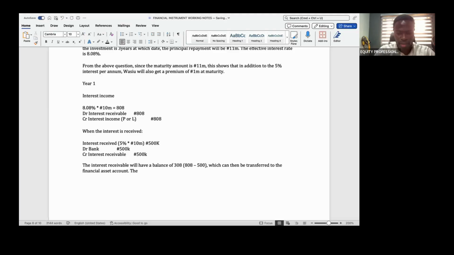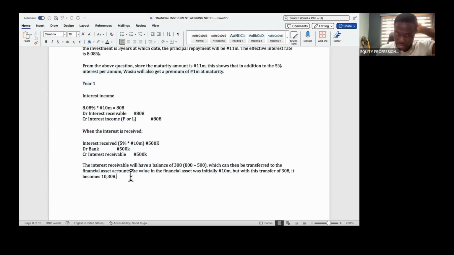So ordinarily, the value in your financial asset accounts was how much? The value in the financial assets was initially, how much investment did we do? Was initially 10 million, but with this transfer of 308, it becomes how much? It becomes 10,308. Okay, then that ends year one.